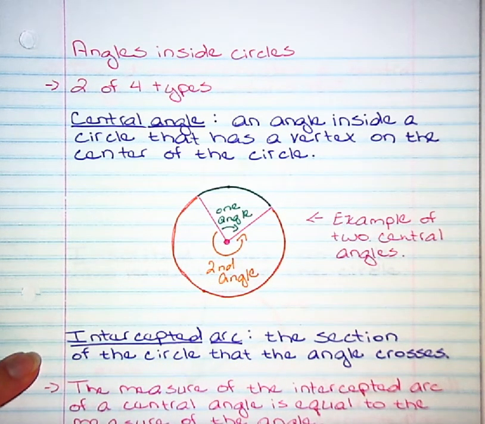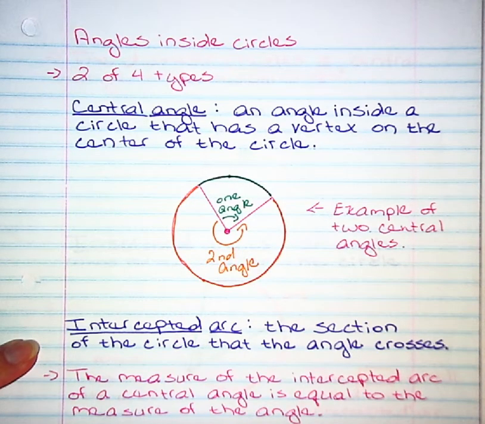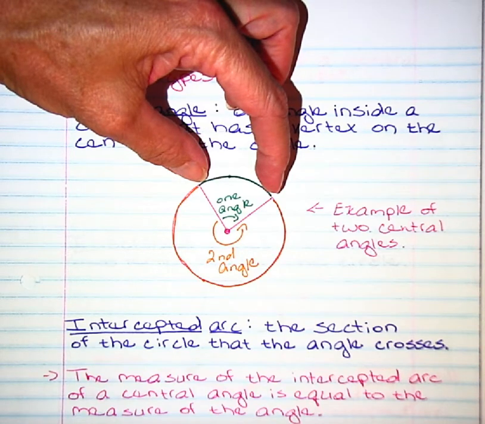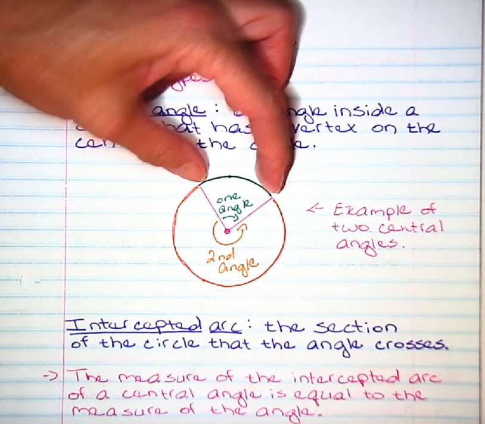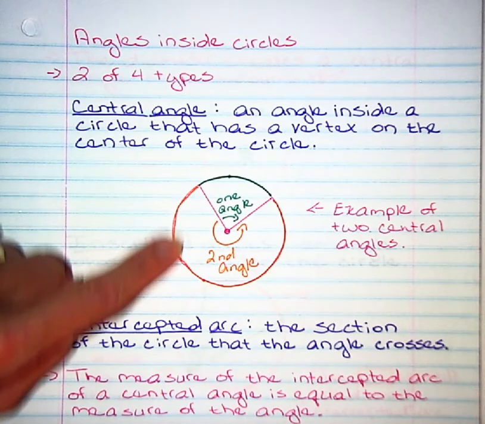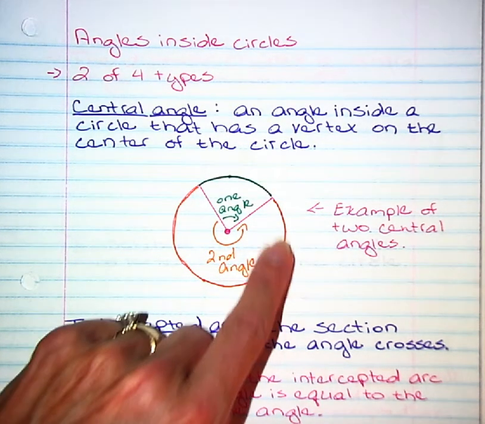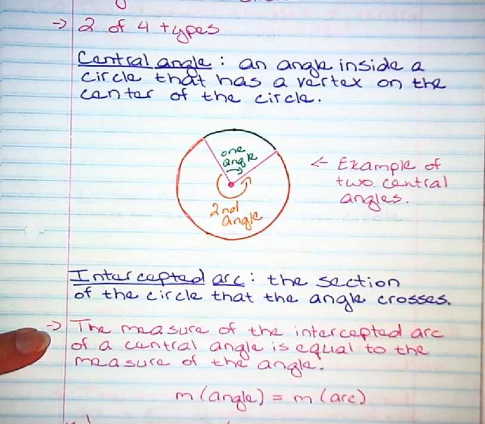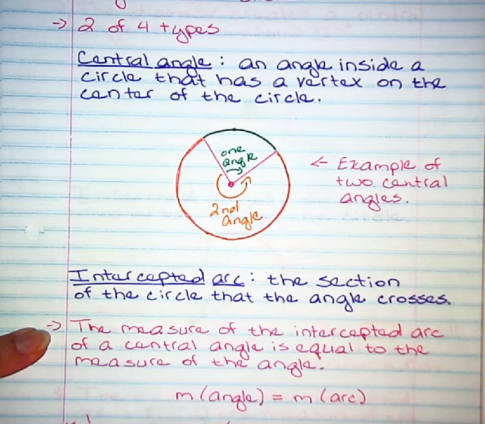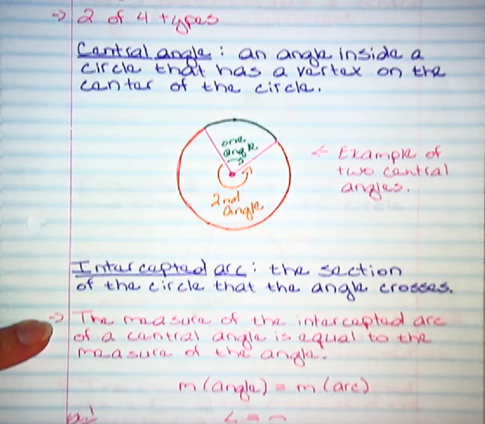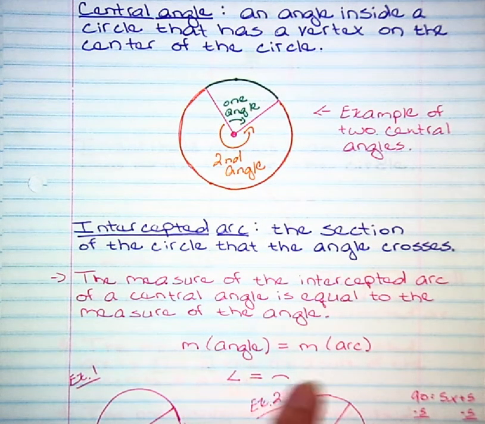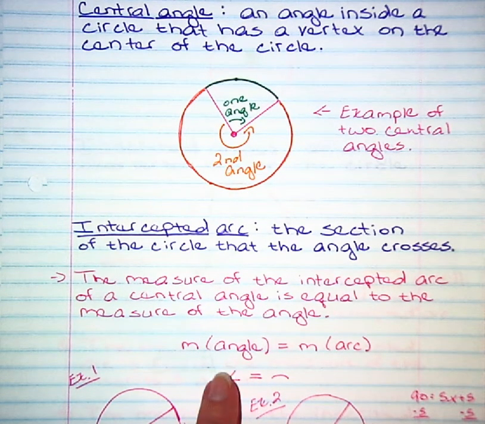The intercepted arc is the section of the circle that the angle crosses. So the green section of the circle is the intercepted arc for the smaller angle, and the orange arc is the major arc that is created or intercepted by the second angle. The measure of the intercepted arc of a central angle is equal to the measure of the angle. So in other words, the measure of the angle equals the measure of the arc. Or if you want to use symbols, you can say the angle equals the arc.